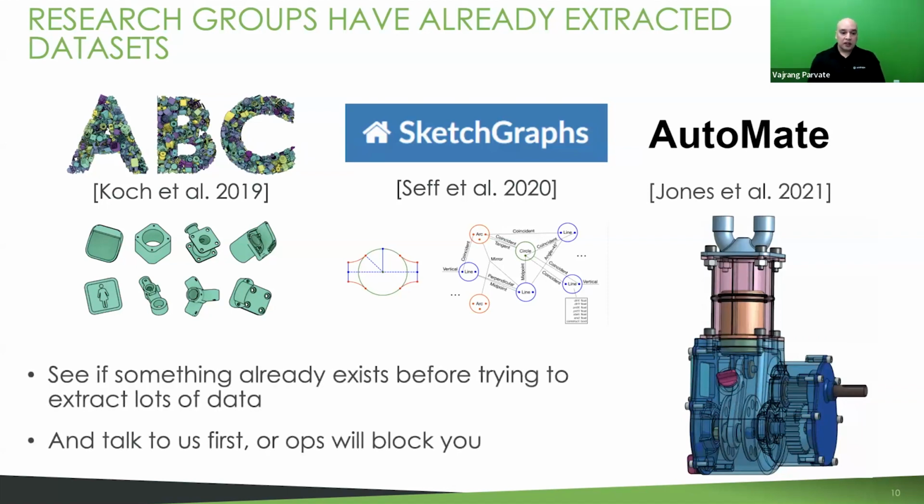So there's a lot of data already available, and extracting huge amounts of data from Onshape obviously takes time and effort, even though we have a really easy to use REST API. But before starting that, see if what you're looking for already exists. Please talk to us first, because if the requests you make end up looking like a denial of service attack, our ops team's job, which is to protect the service, they may shut you off. So please talk to us, we're happy to help you if it's a research project that you want to do and doesn't have the data available.